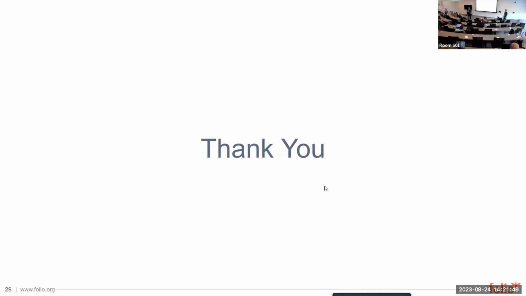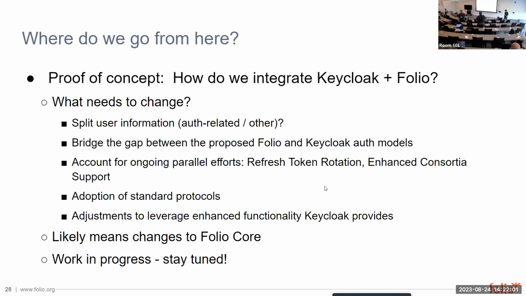Questions? Oh, Peter. So one of the last slides talked about likely changes to Folio Core. Can you put a scope around that? Are we talking about having to change all of the UIs? Are the folks that do UI going to have to go into each module and each set of JavaScript and change something there? Or is it further down in Okapi? Can you just scope what changes to Folio Core means?